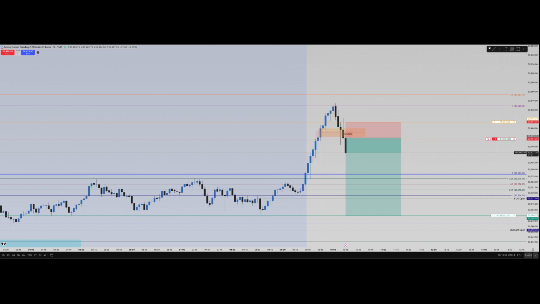So right away, we're seeing good displacement with the stop loss being placed above the fair value gap candle high. And I'm targeting the equal lows from pre-session. You can see we have a very smooth level there to target.